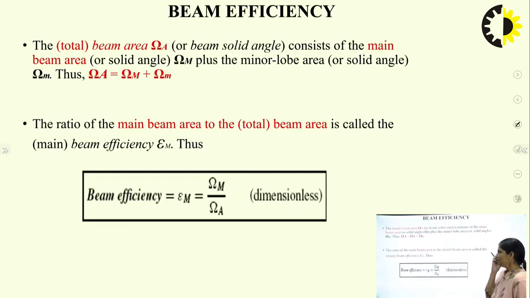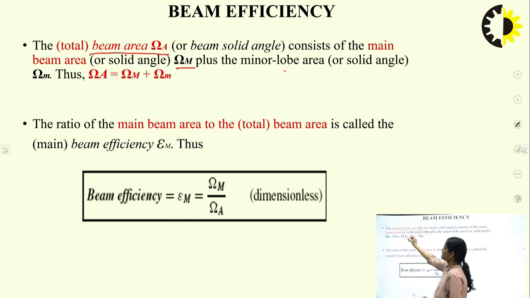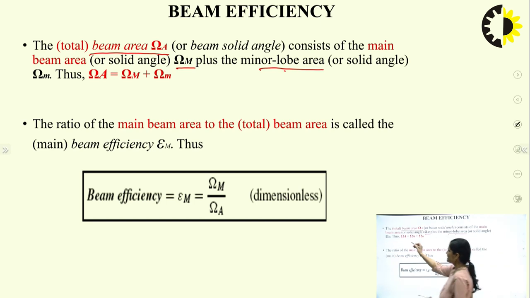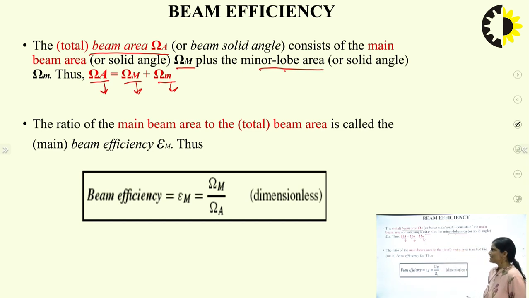Now, beam efficiency. The total beam area is represented as omega A. Total beam area consists of the main beam area, represented by omega M with capital M, plus the minor lobe area, represented by omega m with small m. So, total beam area means main beam area plus minor lobe area.